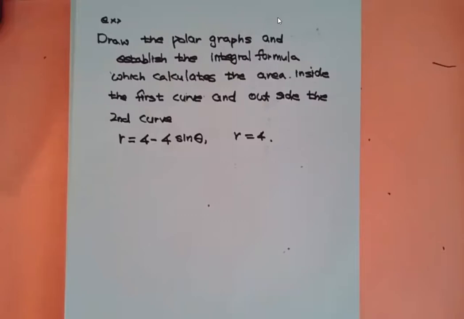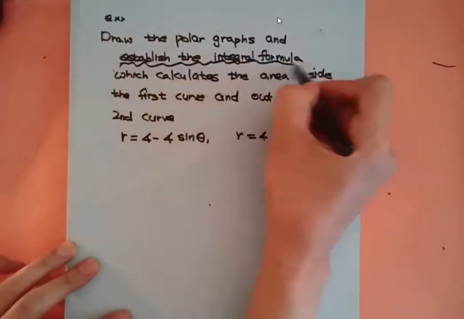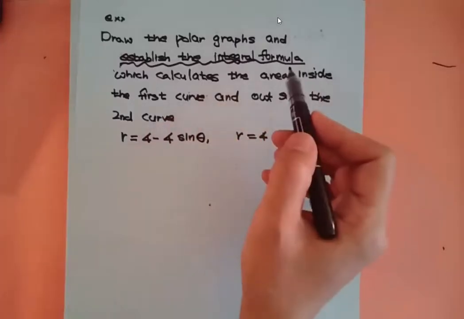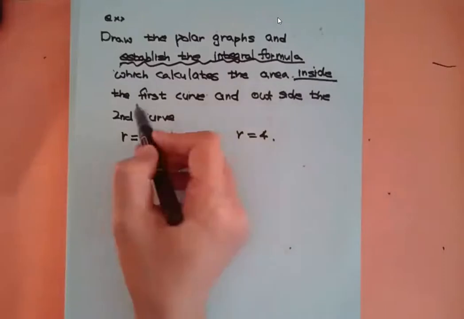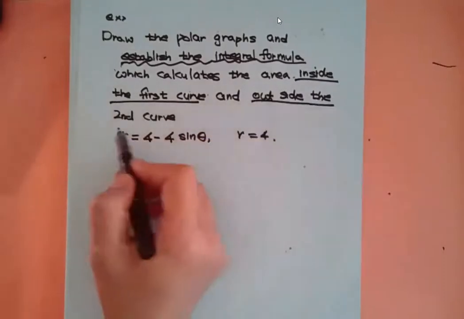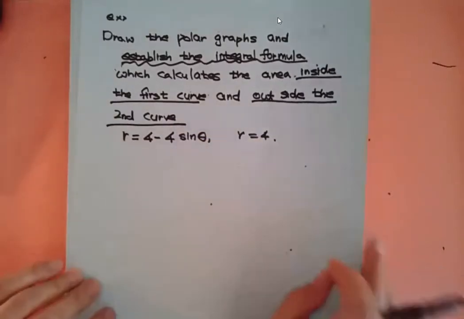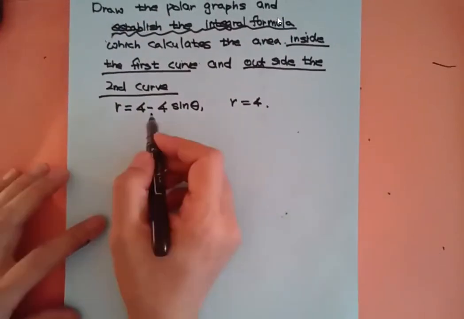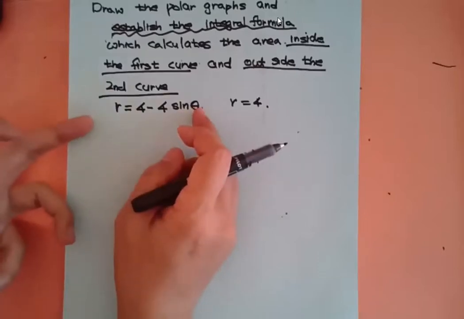So in this question, we have to draw the polar graph, and then we have to establish the integral formula, but they are not asking us to calculate things. The region is the inside of the first curve and the outside of the second curve. So we have to think about this.